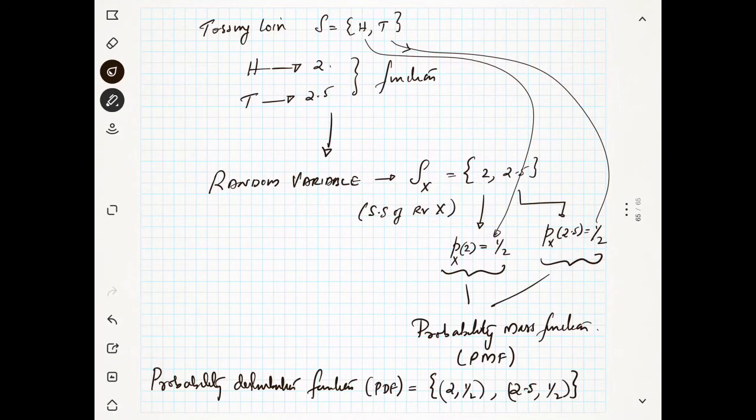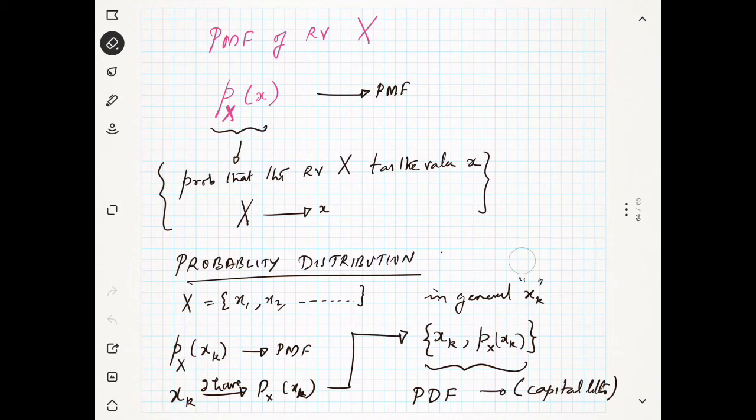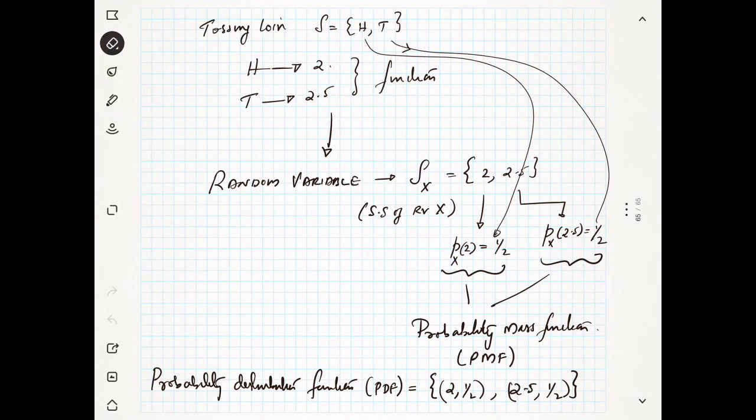Okay, this is the probability distribution of the random variable. It is not the probability distribution function. Sorry, I have made a mistake here. It's not PDF, it's a probability distribution. The probability distribution function is different, that we will discuss later. So this is nothing but the probability distribution of the random variable.